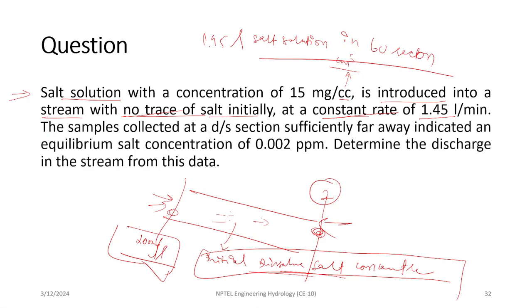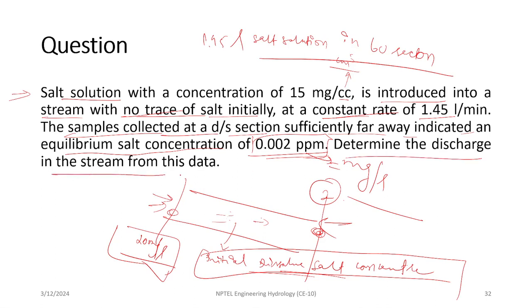Now at the downstream section, that is section 2, samples have been collected sufficiently far away, indicating an equilibrium salt concentration. Now how much concentration are they getting? 0.02 ppm. ppm is a unit equivalent to milligram per liter only. Now the question is asking that we have to determine the discharge in the stream from this data. We want to compute Q.